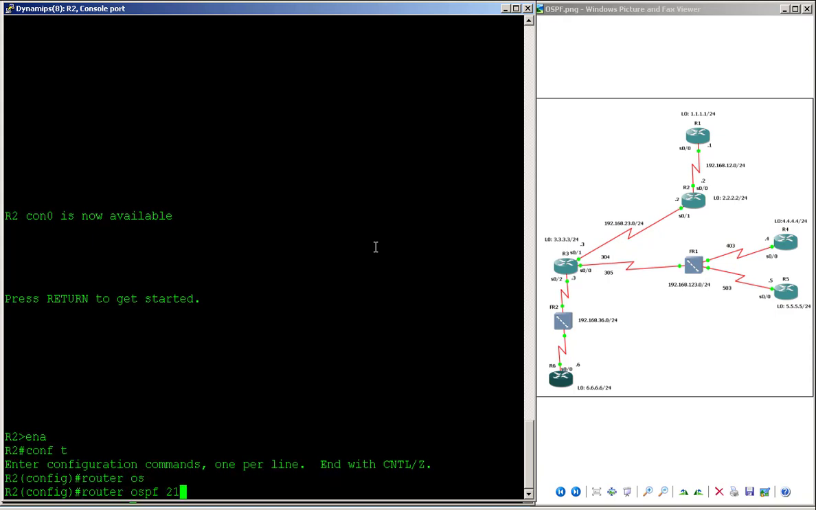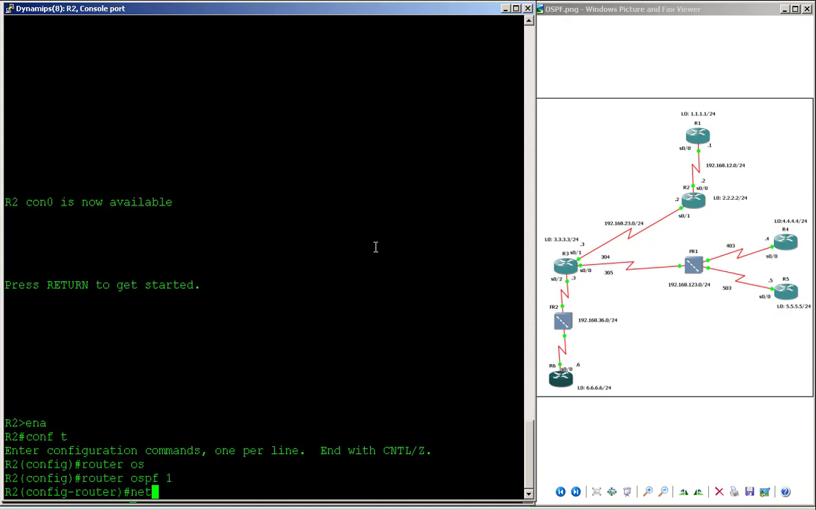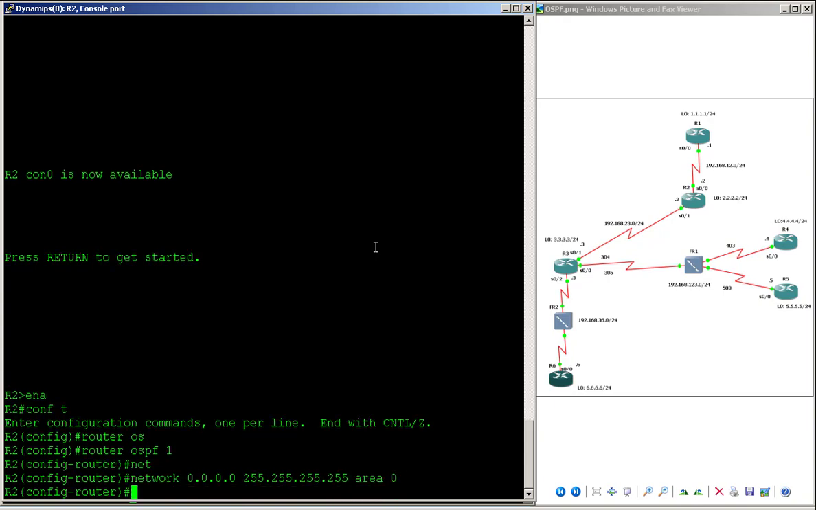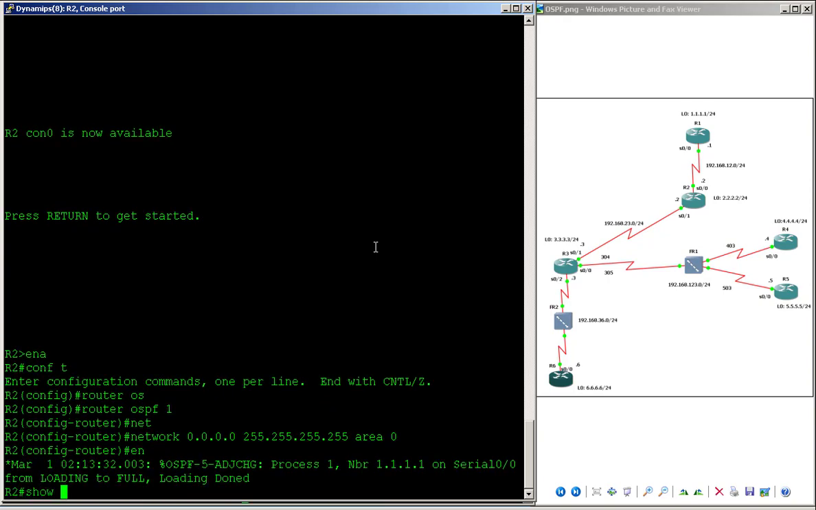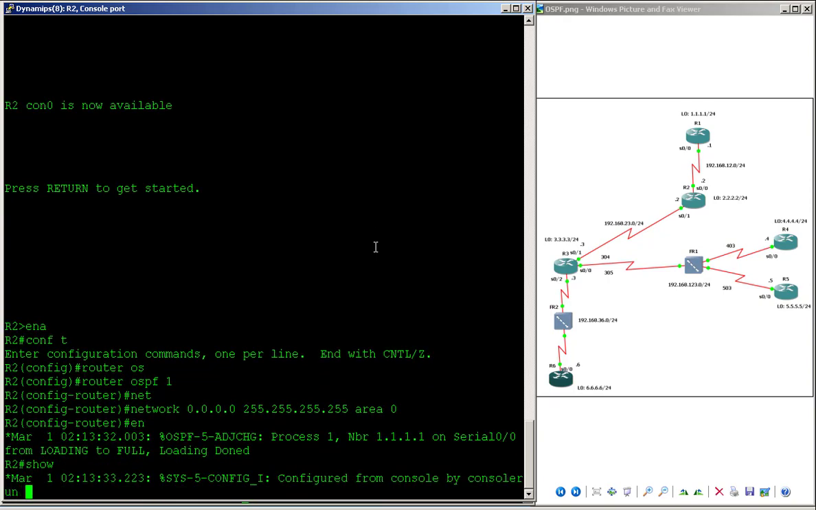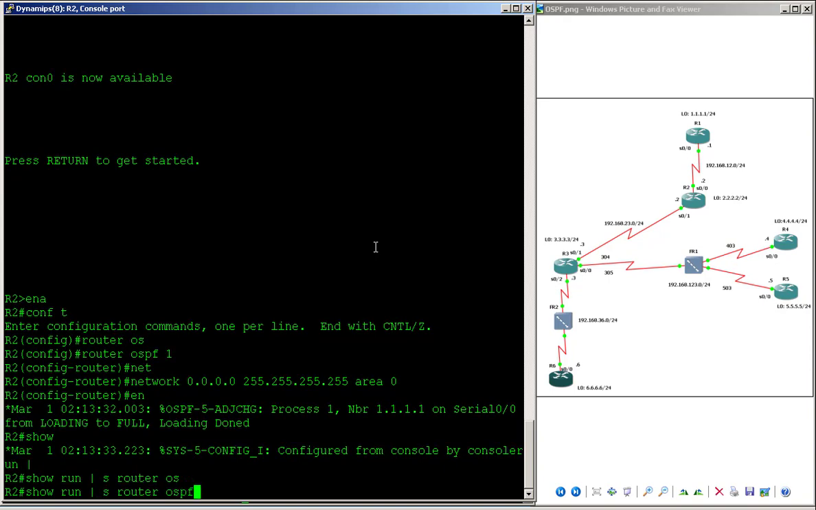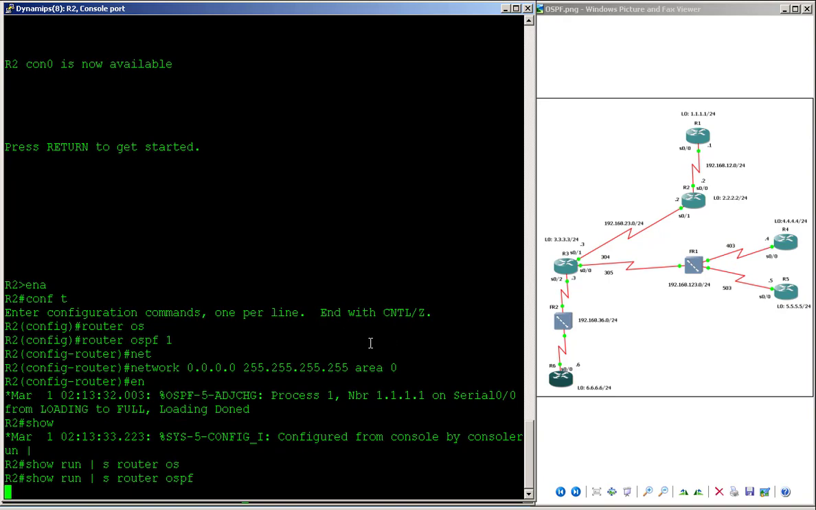Router OSPF 1, network. I will advertise everything, area 0, and I will do show run, section router OSPF. You'll be able to copy the configuration I did and paste it on all routers.